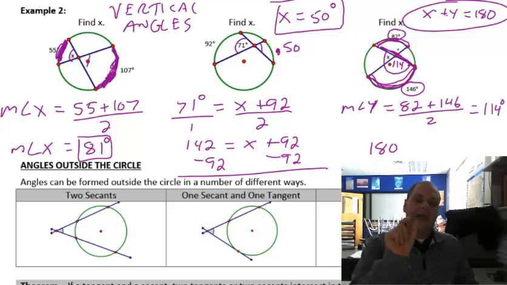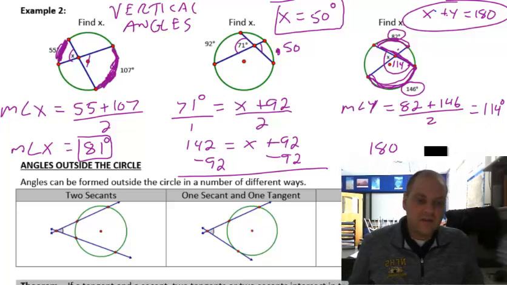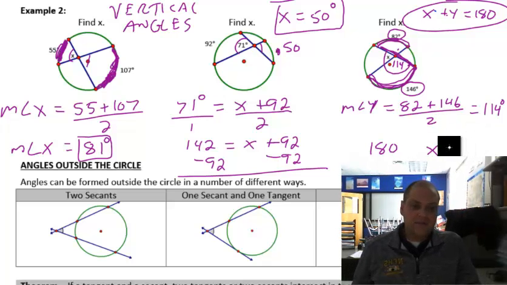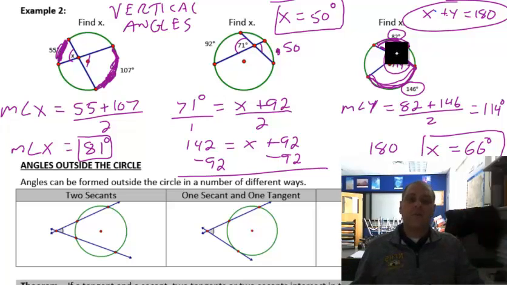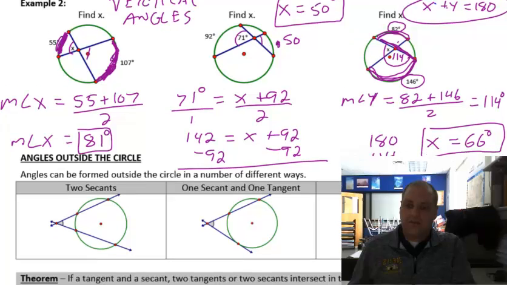So I know that my angle X is 66 degrees. That's because it was the supplement of 114. I knew 114 here, and then I just did the supplement. Subtract from 180, give me 66. All right, almost done here. Angles outside the circle, and there's different pictures here to show you some examples of why the angles would be outside the circle.